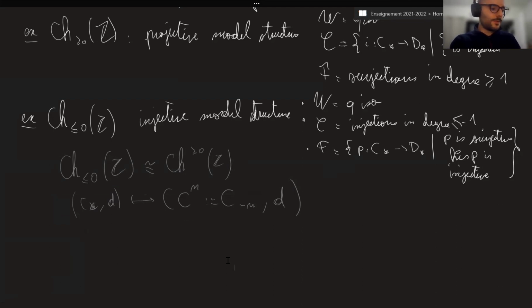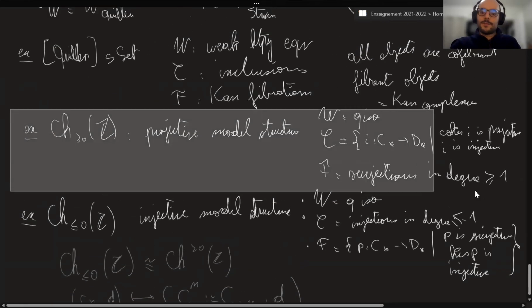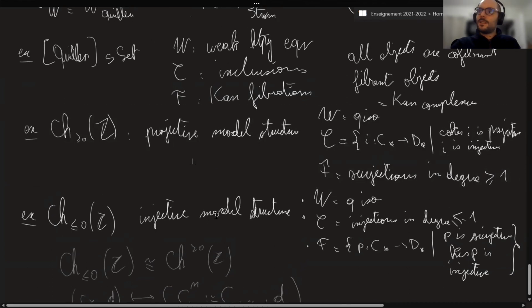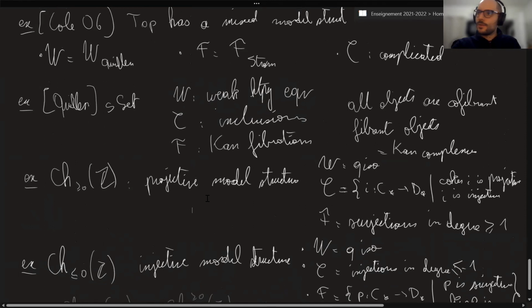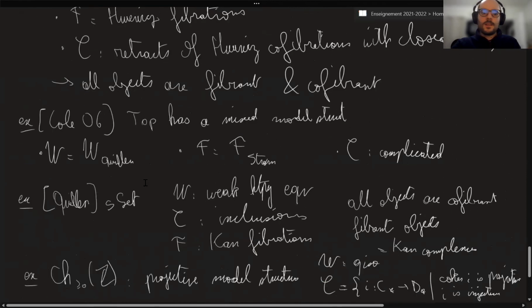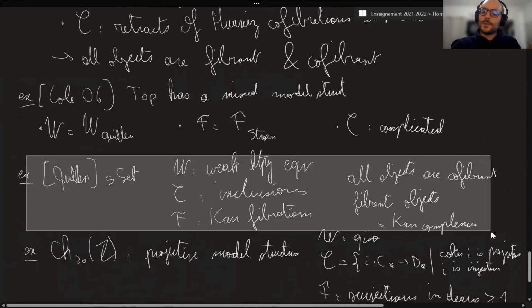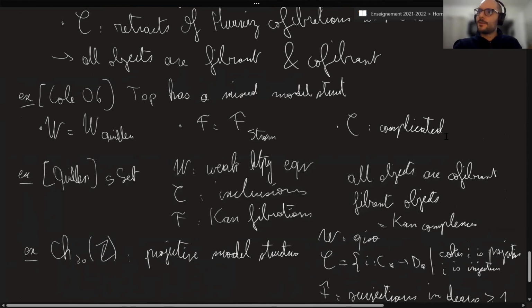So any questions so far? Okay, so once again, I would like to emphasize that it's not easy to prove that these are model structures. This one is what we are going to do in chapter 2, and it's going to take at least 3, even maybe 4 lectures, just to prove it's a model structure. And this one is going to be chapter 3, and it's going to take quite some time also. And it's not easy.